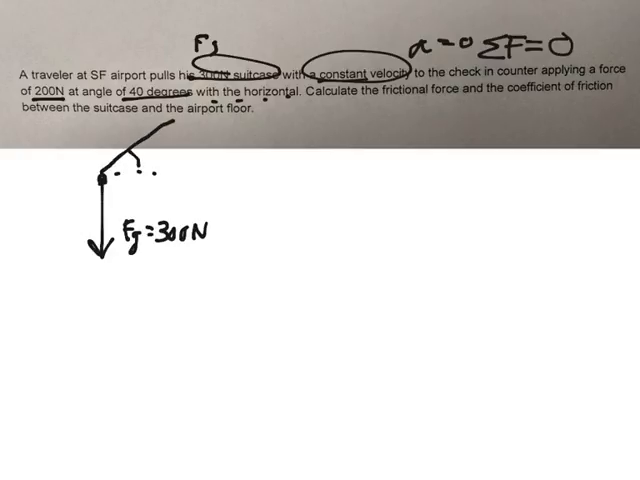He's pulling 40 degrees up. This is his applied force, or his force of his pull, and it's equal to 200 newtons. And it says calculate the friction force and the coefficient of friction between the suitcase and the airport. So there is friction on it. We don't know how much. This is our goal.